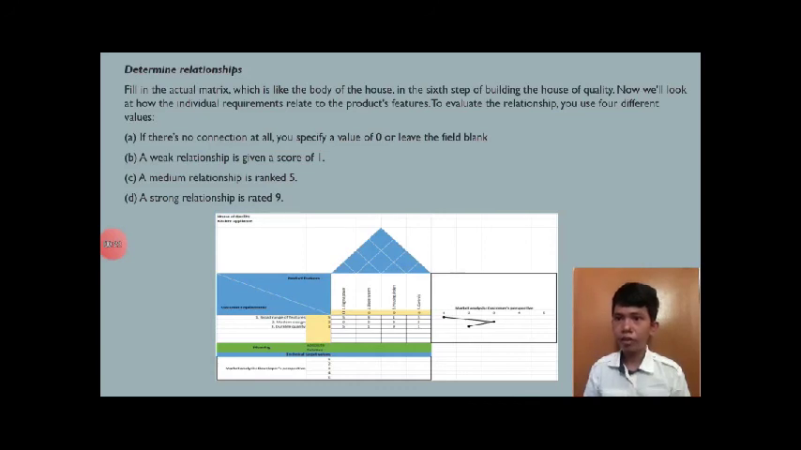A. If there's no connection at all, you specify a value of 0 or leave the field blank. B. A weak relationship is given a score of 1. C. A medium relationship is ranked 5. And D. A strong relationship is rated 9. So in this example, the relationship between the blade system and range of features is quite strong and has a score of 9. The other relationship, which is the housing design and range of features, has a very weak relationship and has a score of 1.